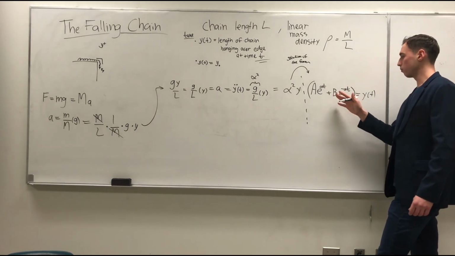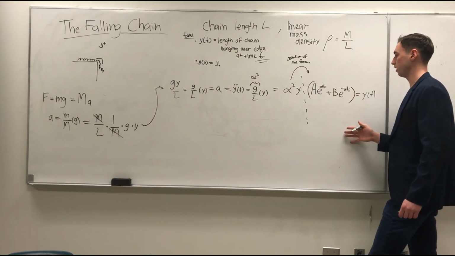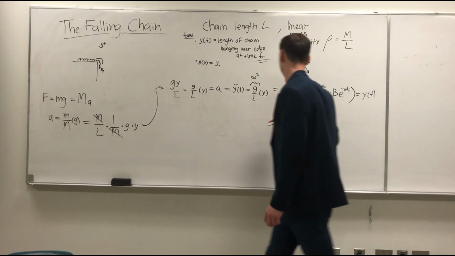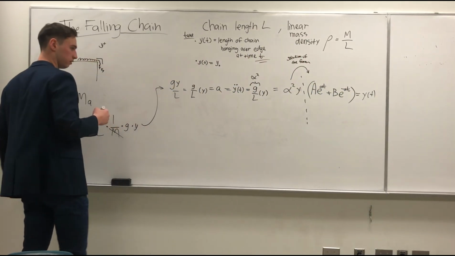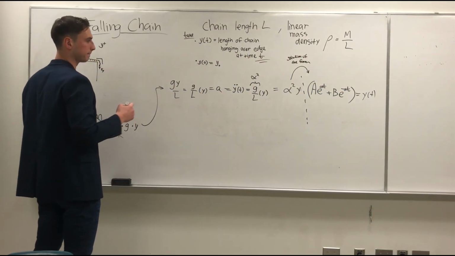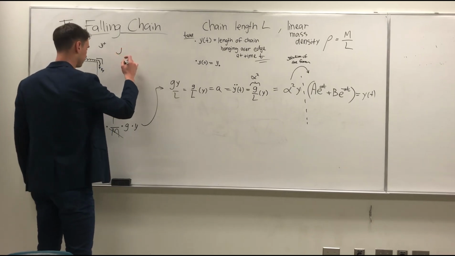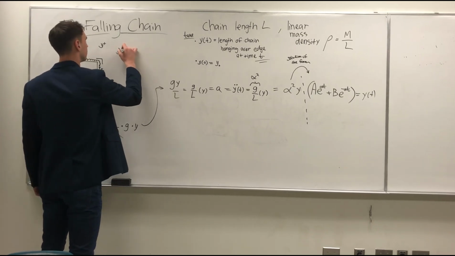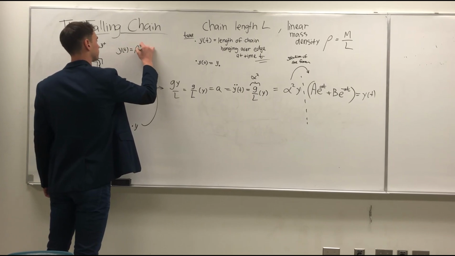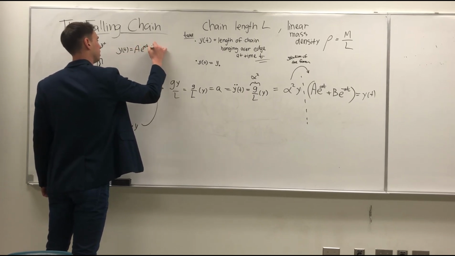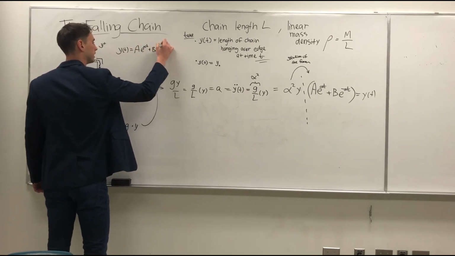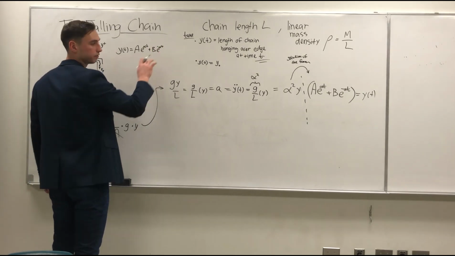We don't know what a and b are. Well, let's find out what they are, right? So we have y of t equals a exponential alpha t plus b exponential negative alpha t. There's a negative here, it's very important.